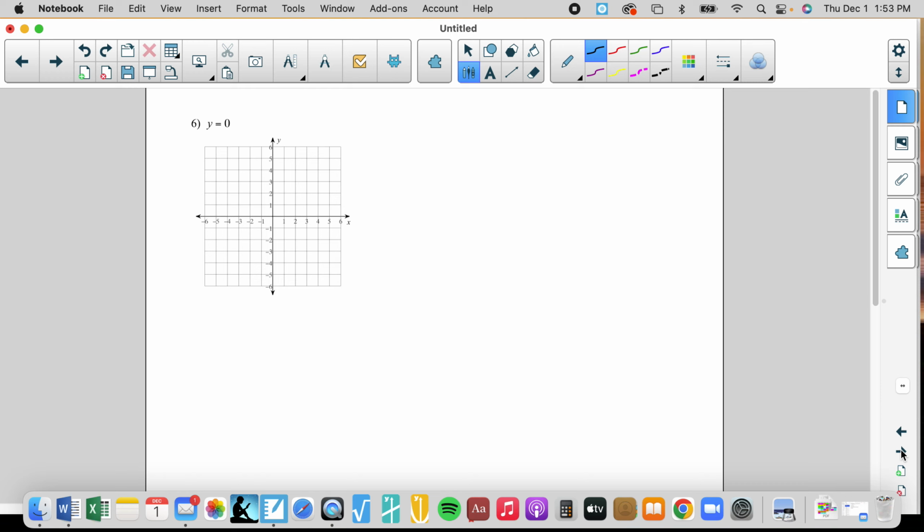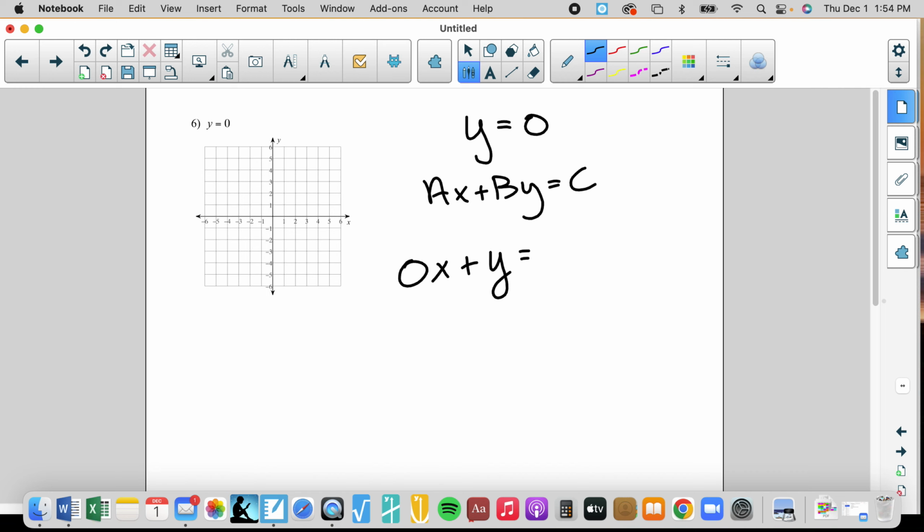Ooh, so here's our first interesting one. What should we notice? We should notice that there's one variable. So if we notice there's one variable, we can solve it in that manner. This is going to be a really interesting one because the y equals 0. I made this double hard. So if we were going to write this equation in standard form, ax plus by equals c, we would write 0x plus y equals 0.